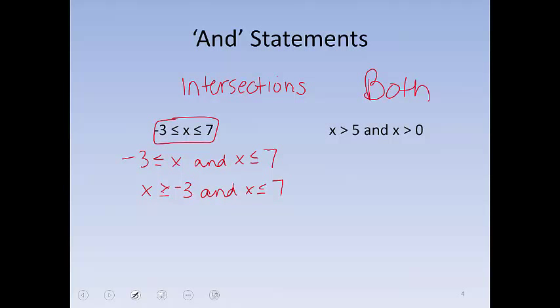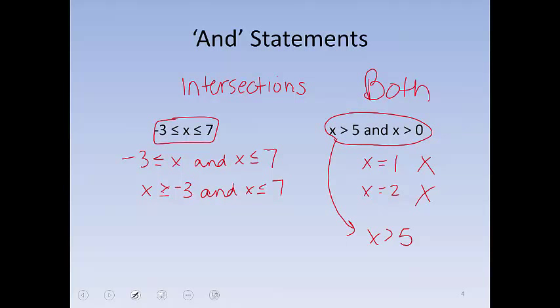This is an intersection. Let's look at the other intersection here. X must be greater than 5, and it must be greater than 0. Well, wait a minute. Is x equals 1 going to satisfy both of those? It does not satisfy both of those. Does x equal 2 satisfy both of those? No way. So when do numbers first start satisfying both of those statements? Because this right here can be simplified to just x is greater than 5. That's the first time where it is satisfying both being greater than 5 and greater than 0. So sometimes we can simplify these down to a single statement.